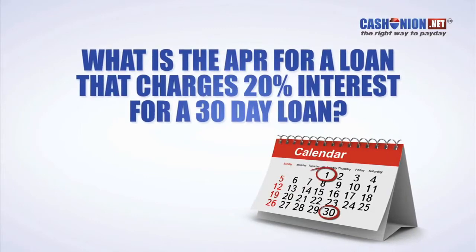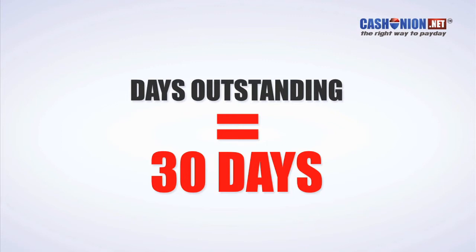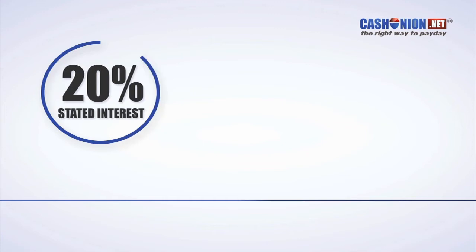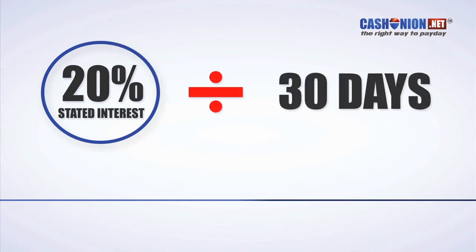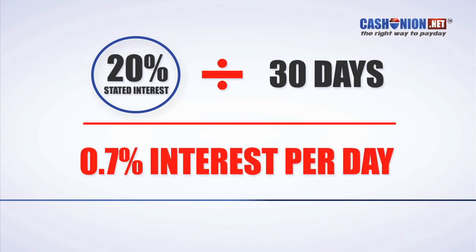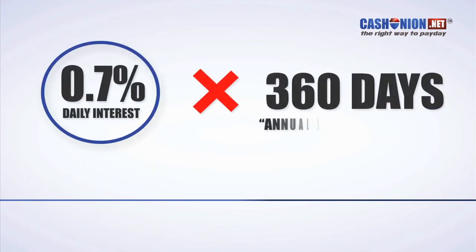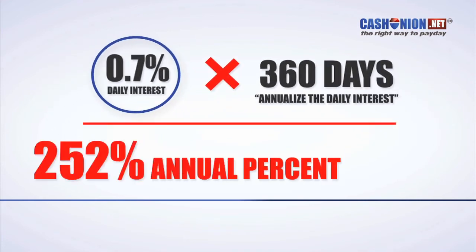Let's try another example. What is the APR for a loan that charges 20% total interest for a 30-day loan? We know that the days equals 30. This is just the actual number of days the loan is valid. So we take the 20% interest rate and we calculate the daily interest rate charged. We do that by simply dividing 20% by the number of days the loan is valid for, in our case 30. That division equals 0.7%. We then annualize 0.7% to get an APR. Annualizing simply means we multiply the daily interest rate by the number of days in a year, which for the sake of the math we call 360. And there you go. You get 252% APR.